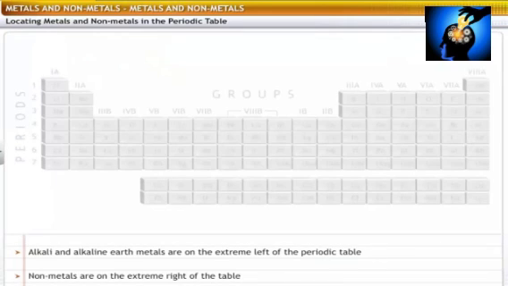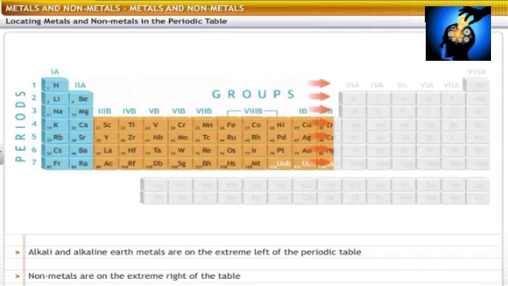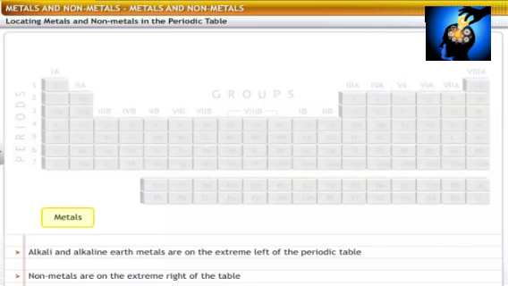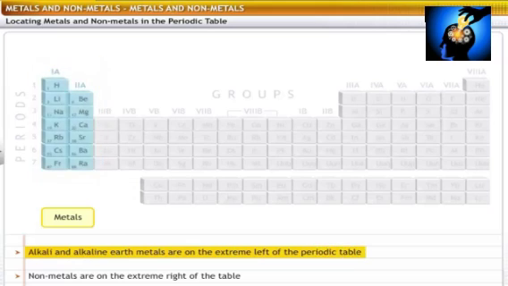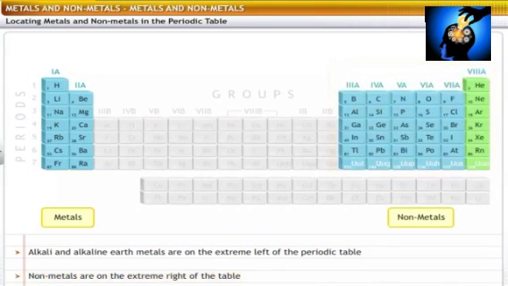To get an idea of the properties of metals and non-metals, let's first locate them in the periodic table. When elements are arranged in the increasing order of their atomic numbers in the periodic table, metals, including alkali and alkaline earth metals, are placed on the extreme left of the periodic table. Non-metals are placed on the extreme right. Based on the positions of metals and non-metals in the periodic table, it is possible to predict their properties.